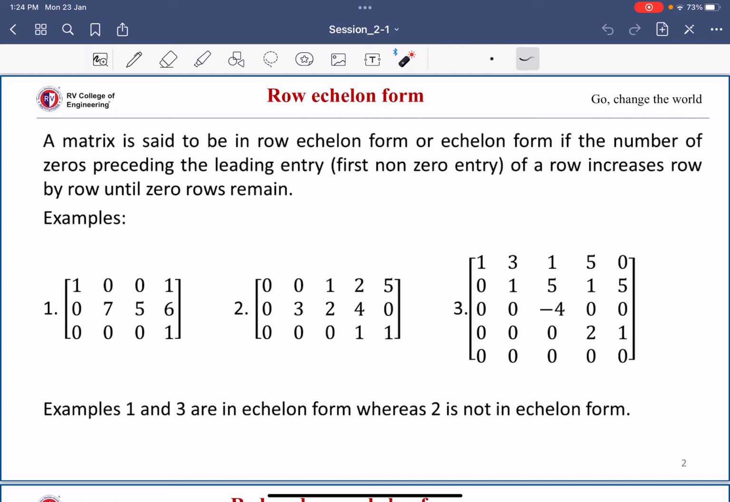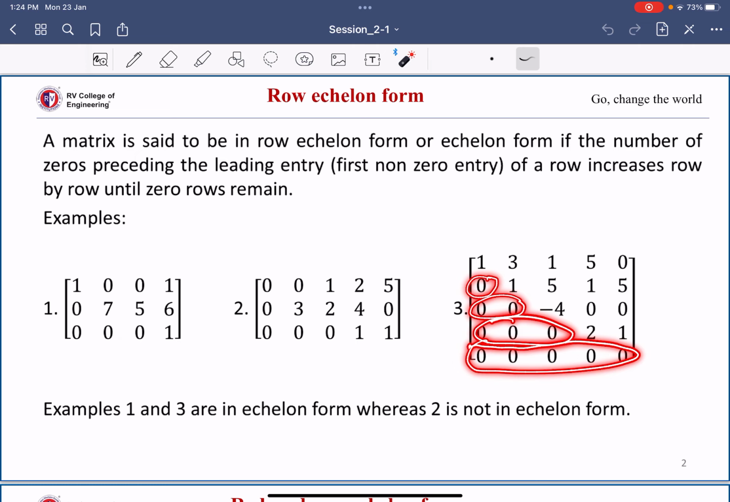We shall also check that the number of zeros appearing before the leading entry is greater than that in the previous row. Which means it satisfies the second condition also. That is, there is 1 zero before 1, there are 2 zeros before -4, 3 zeros before 2, and the last row is a 0 row. 0 row is a row in which all the elements are zeros.